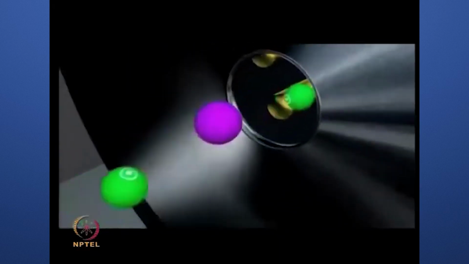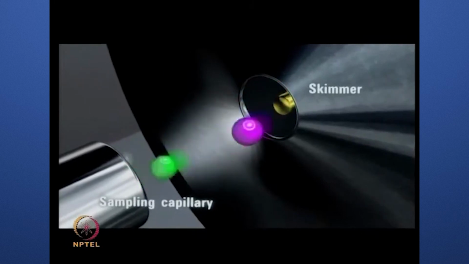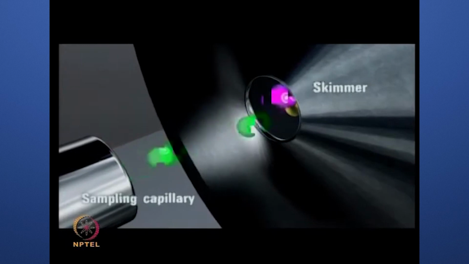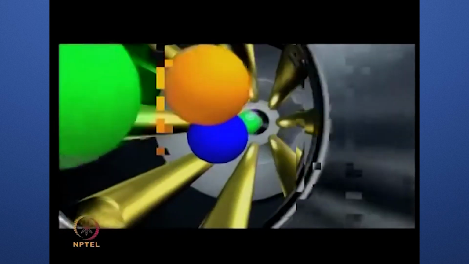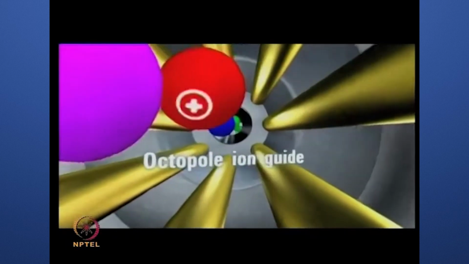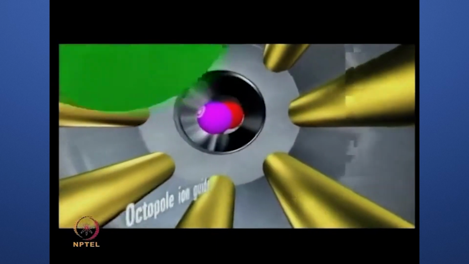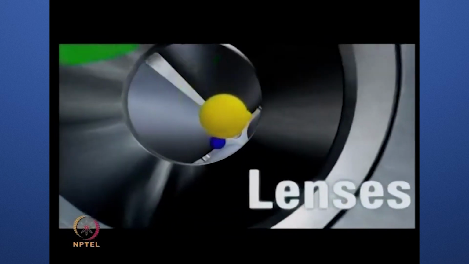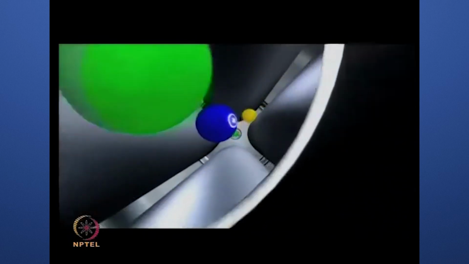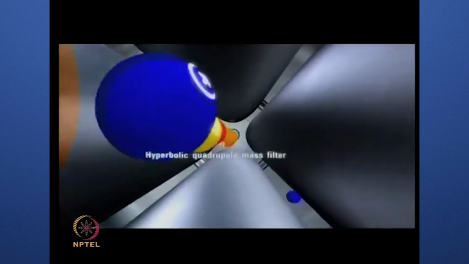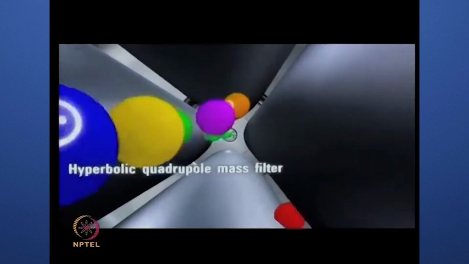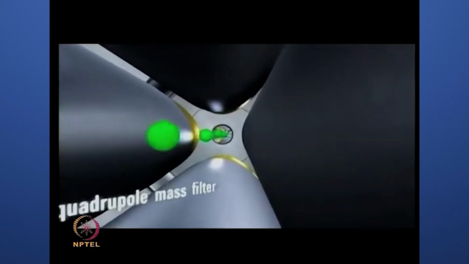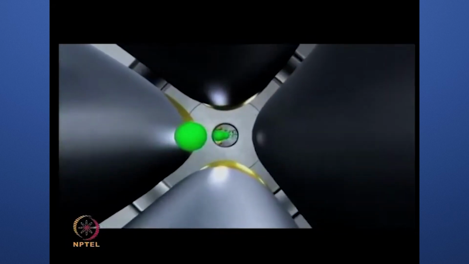A thin skimmer aperture, carefully matched hole size, and short capillary to skimmer distance reduce beam broadening. An on-axis octopole ion guide provides nearly 100% ion transmission over a wider mass range. Patented lenses enhance high mass ion transmission and increase sensitivity over a wider mass range. The quadrupole mass filter allows only ions of the target mass to pass through. The hyperbolic shape of the rods enhances ion transmission and spectral resolution.